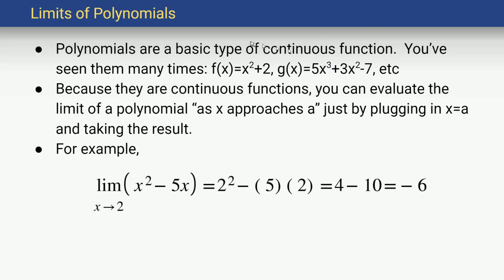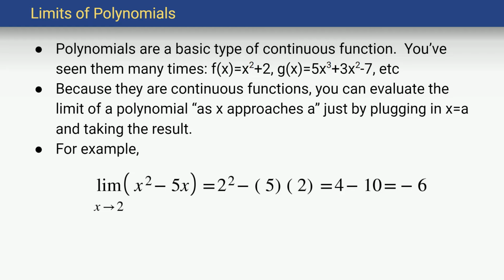Now, you'll also notice that I've started throwing in this word continuous. Polynomials are continuous functions. What that means is that if you look at the graph of a polynomial, there are no holes in the graph. There are no jumps in the graph. There are no breaks of any kind. They're just nice, smooth curves with no sharp corners or holes or anything weird going on at all. They're just very simple functions.